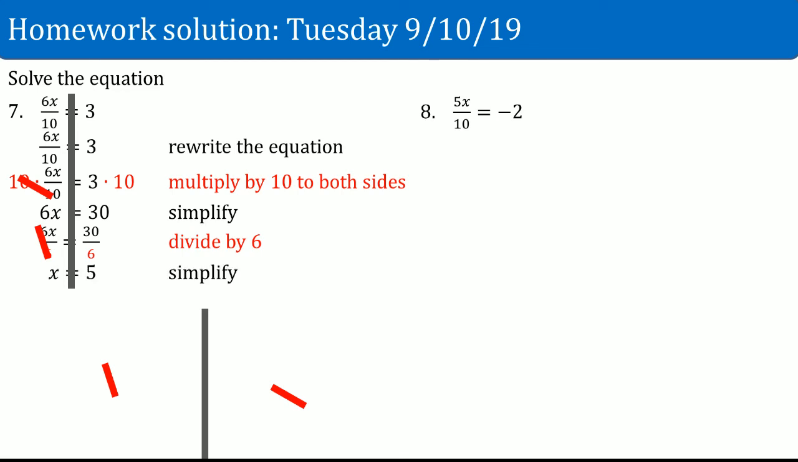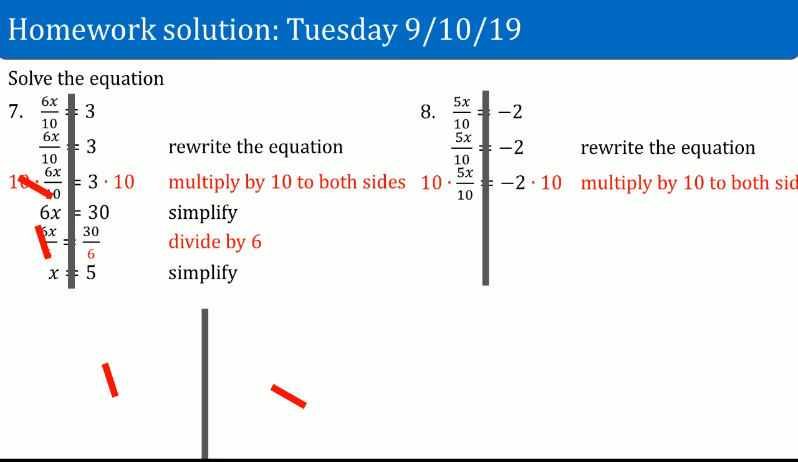What about number 8? I have 5x divided by 10 is equal to negative 2. Rewrite the equation and draw a line straight down. It's 5x divided by 10 equal to negative 2. Right now, the most outward thing is that divide by 10. So I'm going to do the opposite or the inverse, which is multiply by 10 to both sides. Once I multiply both sides by 10, the 10s on the left-hand side cancel out because 10 over 10 becomes 1. What I have left over on the left-hand side is a 5x. On my right-hand side, negative 2 times 10 is negative 20.